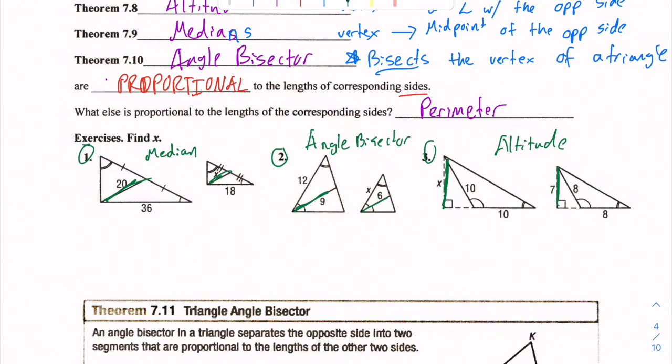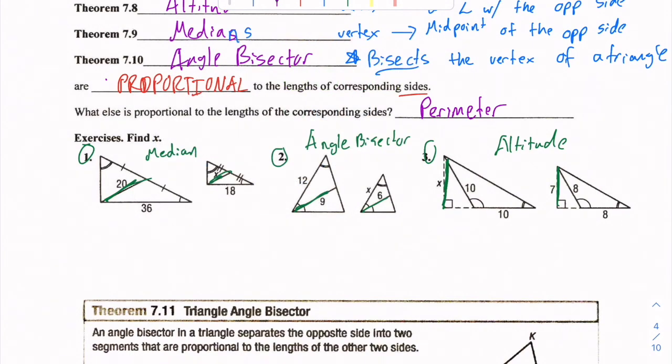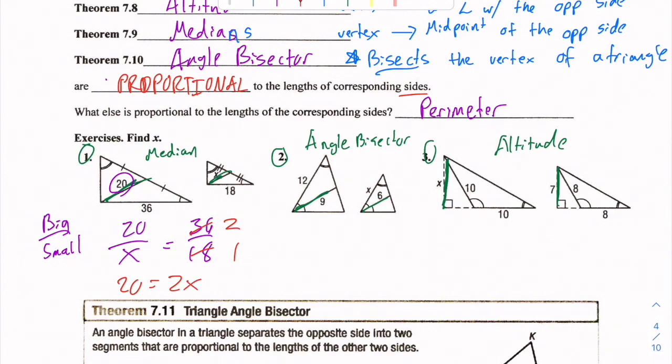Alright, so solve for x. Let's write a proportion here. I'm going to go big to small, okay? So I'm going to go 20, the big, over x, which should equal big to small, 36 over 18. You can simplify. You can already tell it's 2 over 1. So it'd be 20 equals 2x, cross multiply. X would equal 10.